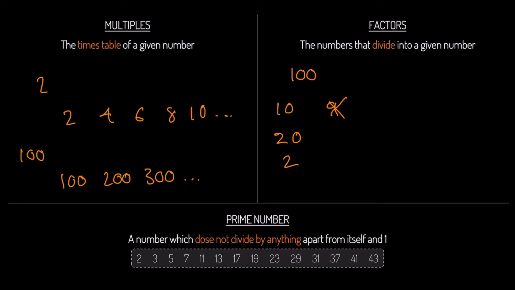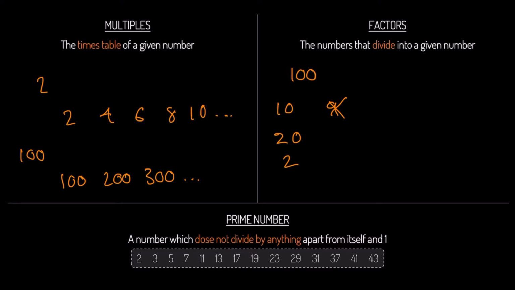We're going to be dealing with prime factors today, so we need to know about factors and prime numbers. A prime number is a number that does not divide by anything apart from itself and 1. We've got a list of examples here. Let's take 11. The only factors 11 has is 11 and 1. The only factors 19 has is 19 and 1. And that applies to all of these numbers, making it a prime number.